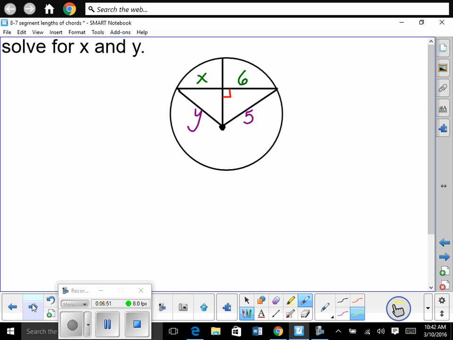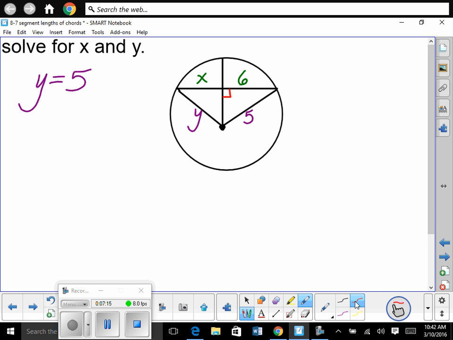So let's start going with some examples here. Don't take notes on this part because it's just going to be better for you to watch. Solve for x and y. So first of all, the first thing I notice is a radius is what? 5. Now if I draw a radius here, what will it be? 5. What about here? 5. So what's y? The radius is 5, so y is 5. Yes. Okay, now let's go with x.